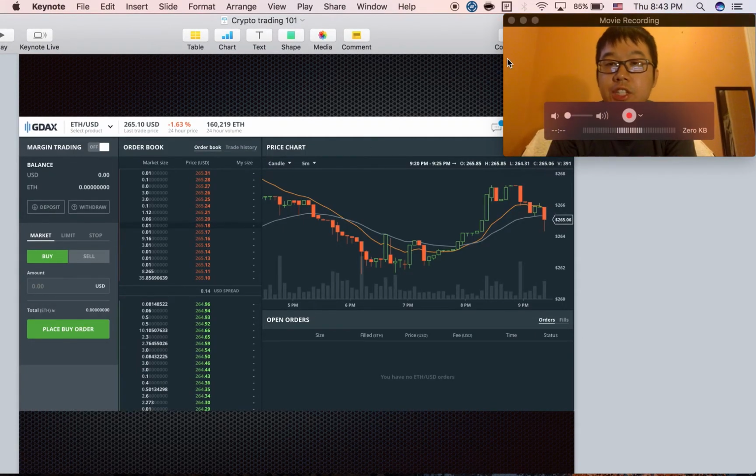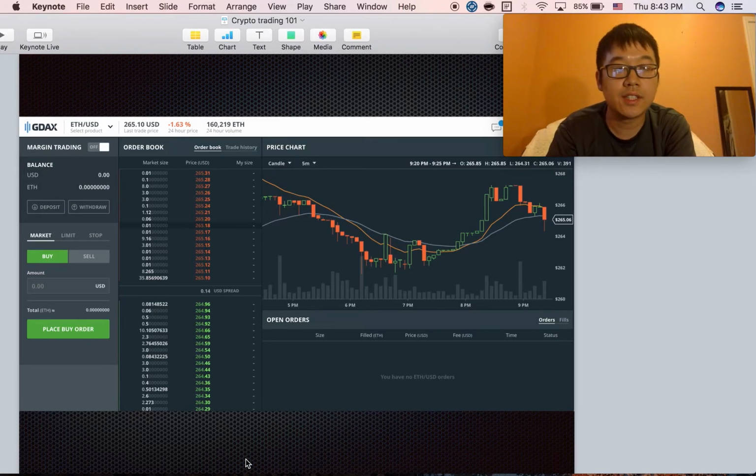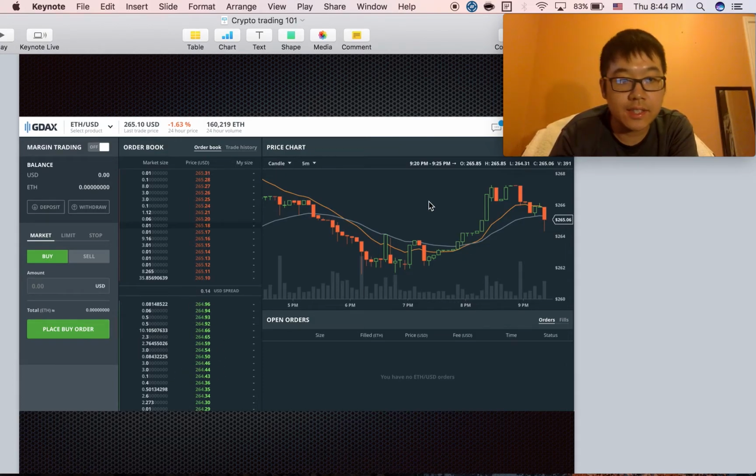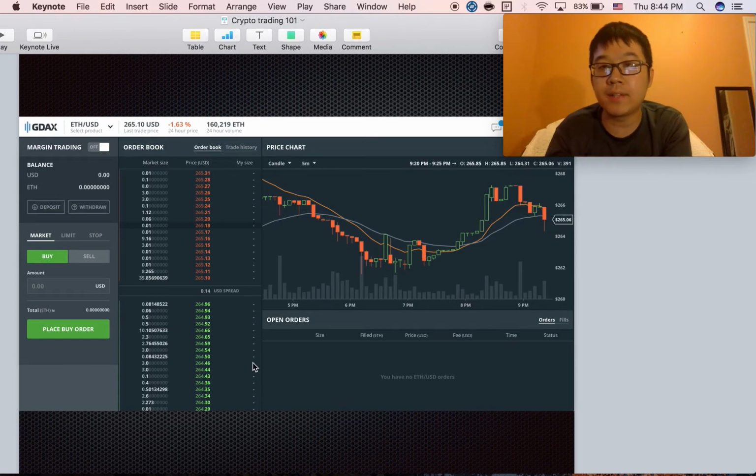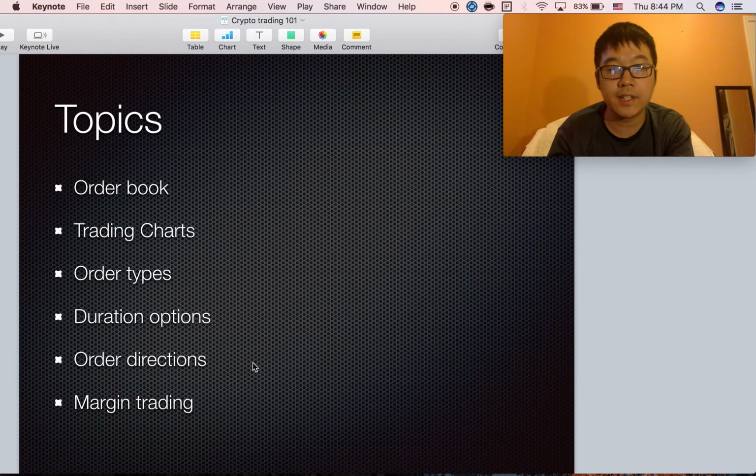This is just a screenshot of GDAX, one of the exchanges made by Coinbase, and it has roughly the same functionality and options as all the other exchanges out there, even though they may look slightly different. But if we just take a quick look, you can see there's the different types of orders. You can buy and sell. You can look at the order book, and this is just the sell orders out there and the buy orders out there, and you can see the different kind of charts, time intervals, and so forth. And we'll be talking about what all these different components mean just shortly.